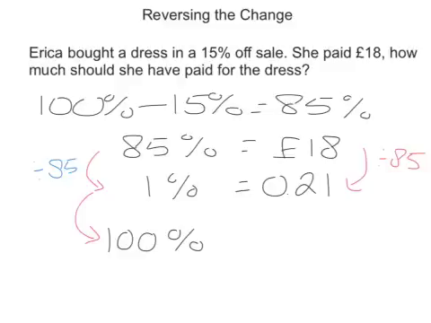So now, how do I go from 1% to 100%? Well, I have to multiply by 100. So then I'm going to do the same here. I'm going to multiply by 100. So multiplying by 100, I get that the value of the dress, what she should have paid for the dress originally, was £21.18.